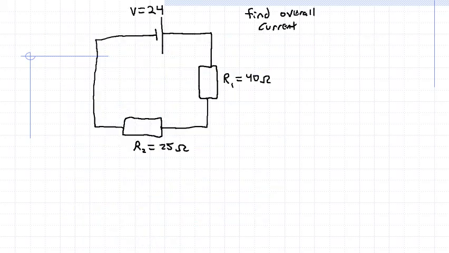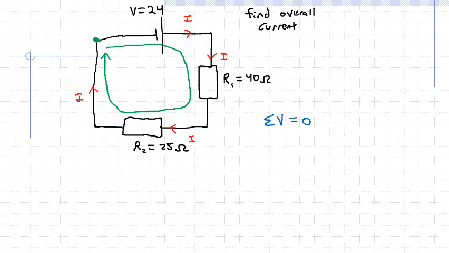All right, so let's take a look at this situation. Let's say we have a 24 volt cell. We have a 40 ohm resistor and a 25 ohm resistor. We want to find the overall current using the techniques here. So let's go ahead and set up our loop. Let's assume that the loop is going around like this. And let's say that the current is coming around like this.